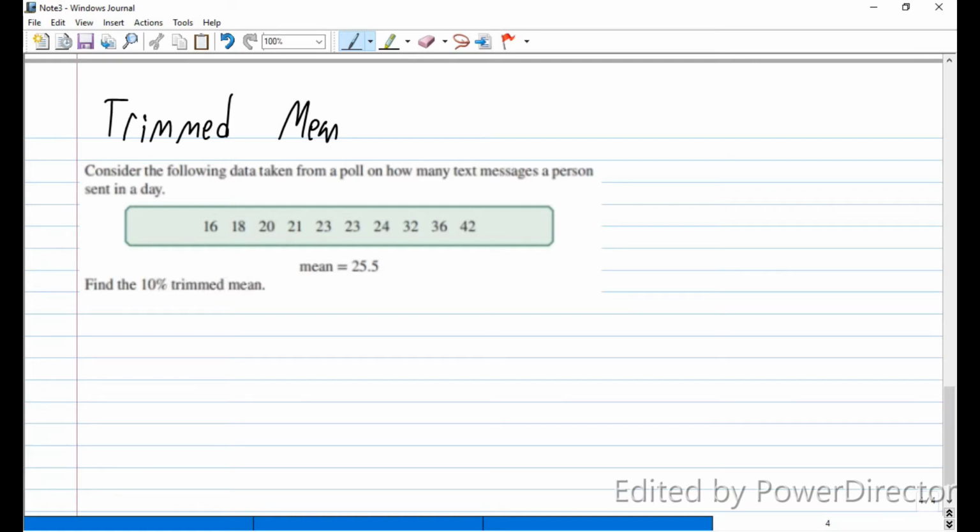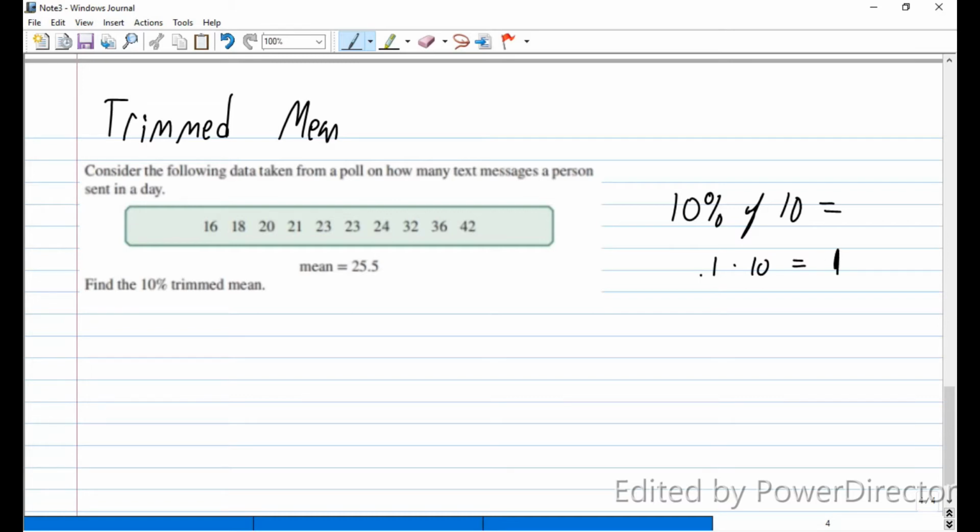So what we want to do is see what 10% of the data items would be. So how many data items are there here? 1, 2, 3, 4, 5, 6, 7, 8, 9, 10. So what is 10% of 10? That's 0.1 times 10, or 1.